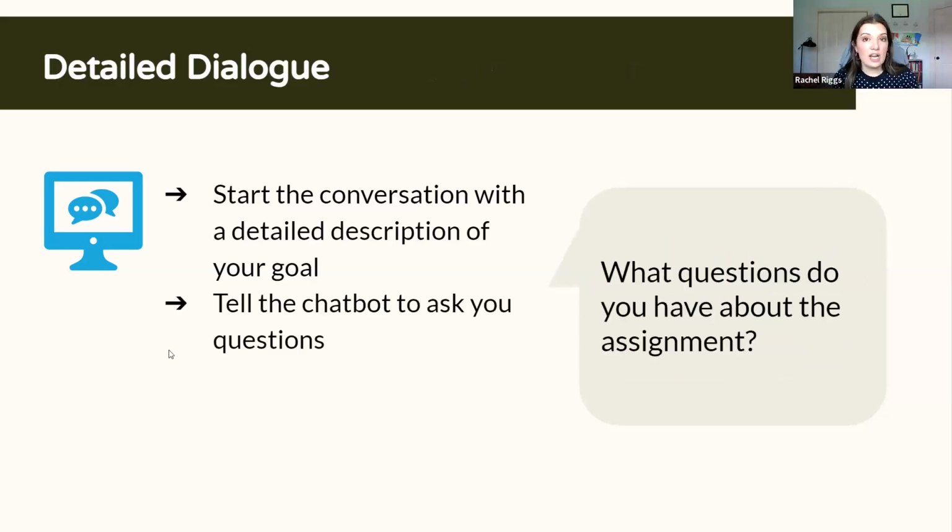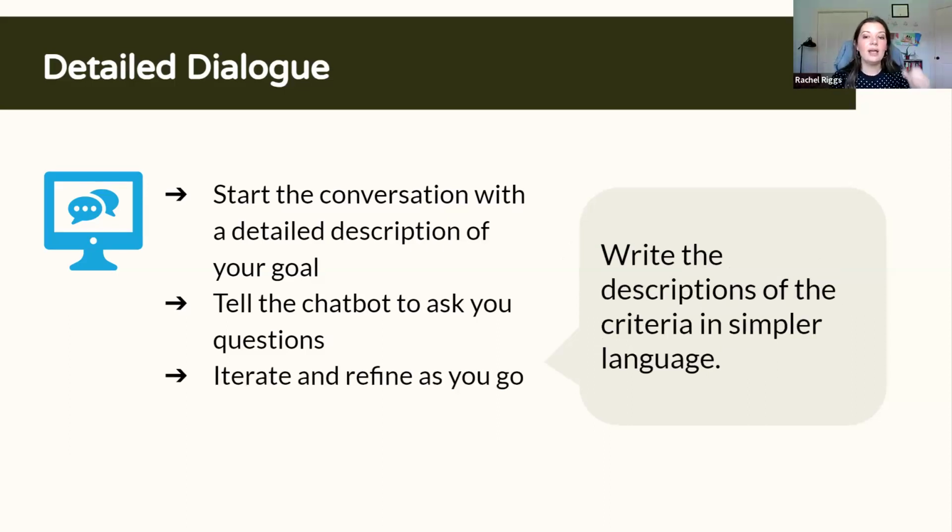And a great strategy that people have found is to tell the chatbot to ask you questions. So maybe you're going in and you're thinking, well, I don't know what details to give it. This is my first time. So what you can do is say, this is the task I want, or this is what I'm working on. What questions do you have? And it will actually prompt you to then provide details that will be helpful. So tell it to ask you questions. What questions do you have about the assignment? And then keep iterating and refining as you go.